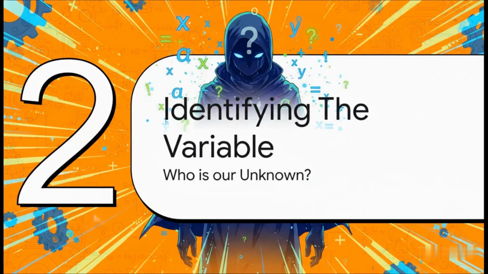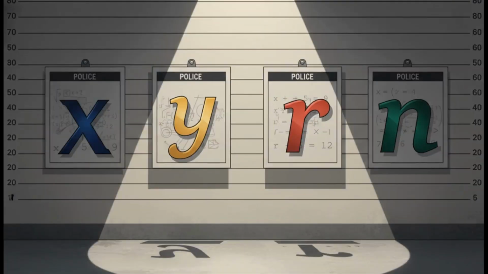Now, every good mystery needs a person of interest, right? That central, unknown figure that the entire case just revolves around. Well, in the world of algebra, we call this the variable. And here they are, the usual suspects. Could be an x, a y, an r, or an n. It doesn't really matter. This letter is just a placeholder for a number we haven't figured out yet. It is the who in our mathematical whodunit, and it's our job to unmask them.